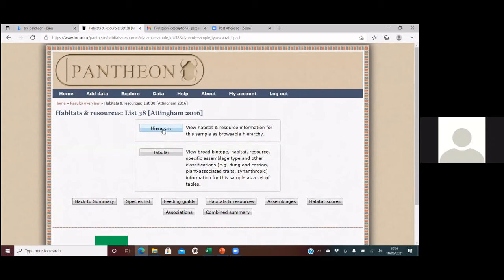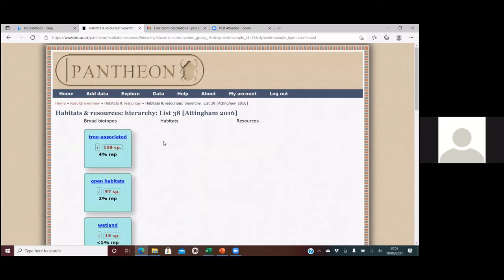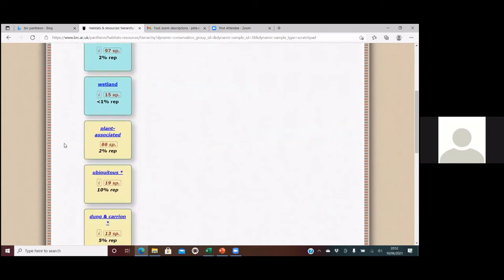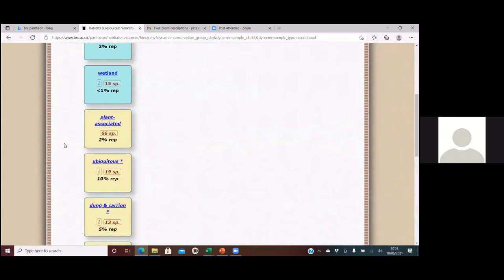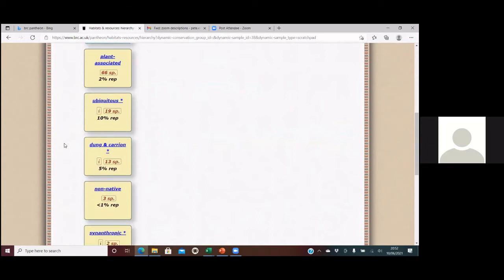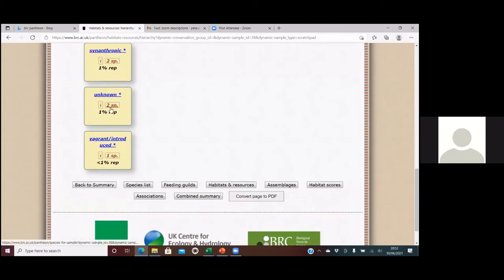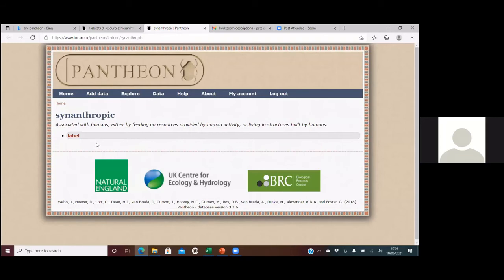So we're going to go to the hierarchy first, and we click on that, and it separates out our list of 300 and whatever they were into species associated with trees, open habitats, wetland, things that are plant associated, things that are ubiquitous, things that are associated with dung and carrion, non-native species, etc., etc. And we can click on them, and have a look what they are. We can get a little bit of information to what some of the ecological terms mean.